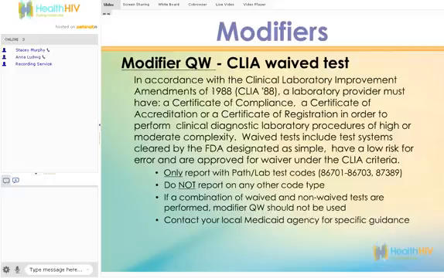Modifier QW is only reported on path lab codes. Do not report this on any other code types. So this would never be reported on E&M codes. If you're performing a combination of waived and non-waived tests, then you should not be reporting modifiers. So the waived and non-waived test would be a rapid. So if you're performing a rapid HIV test and then you follow it up with blood work, the coding guidelines say do not use it. But again, you have to follow what your payer tells you to do.